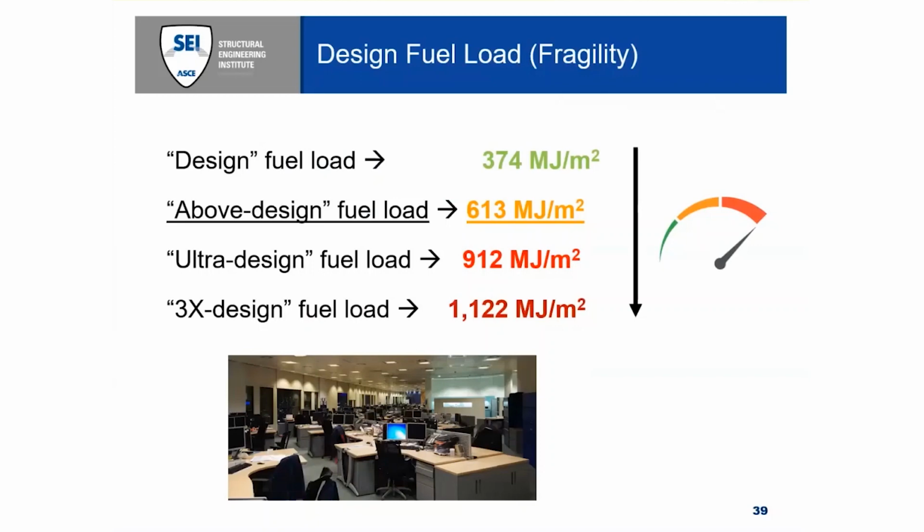First, the quote-unquote ultra design fuel load, which is 912 megajoules per meter squared, reflects a 98 fractile nominal fuel load instead of the recommended 95% fractile. Lastly, we arbitrarily increased the quote-unquote design fuel load times 3 to arrive at a nearly inconceivable fuel load for our given occupancy.